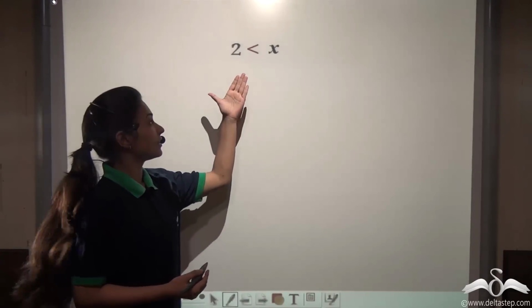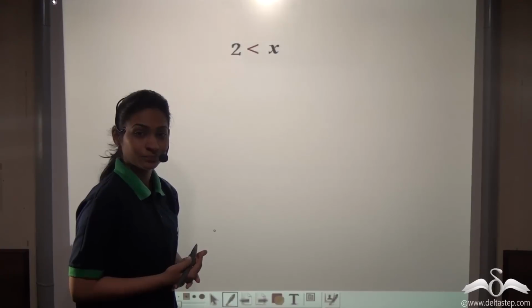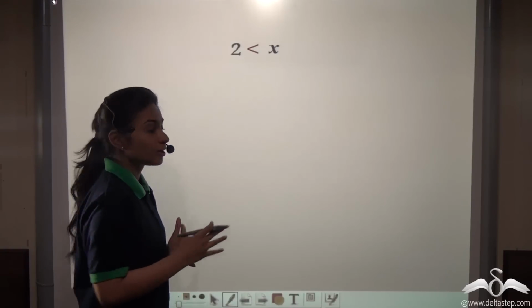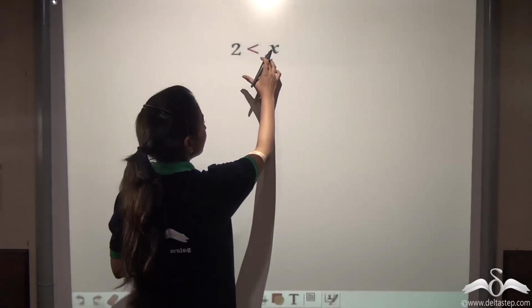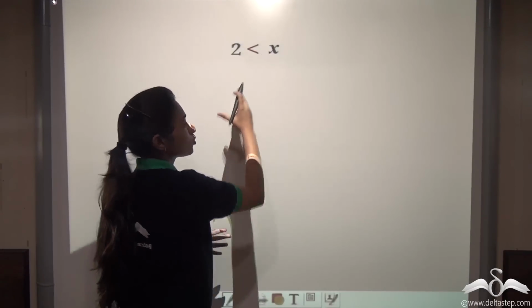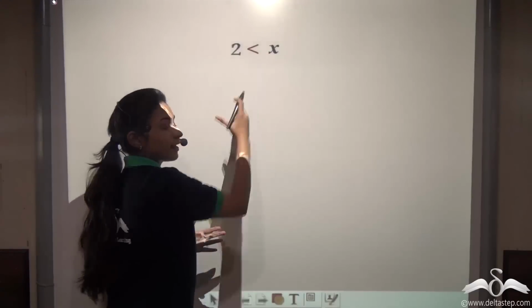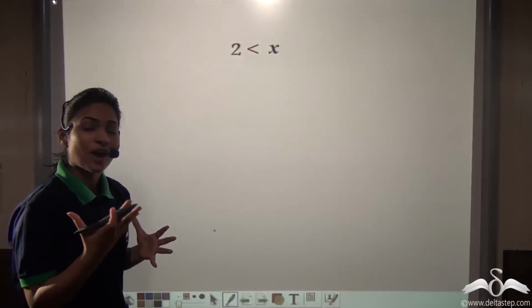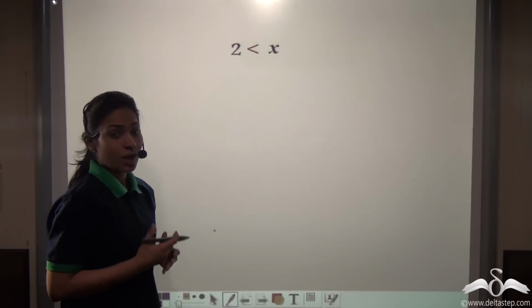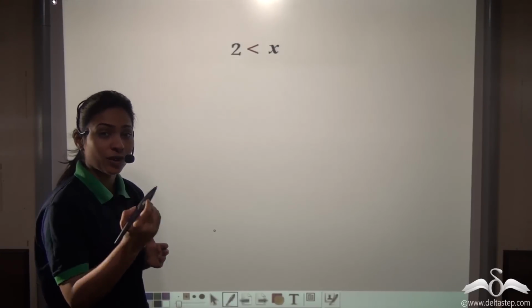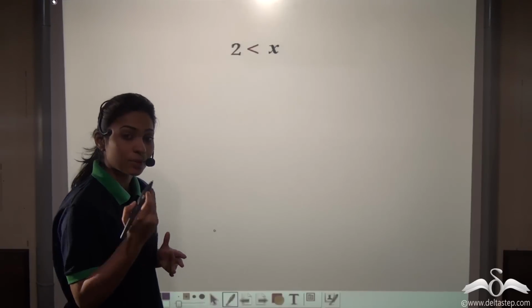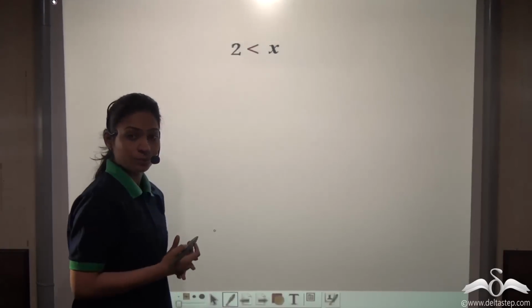You can see that this is an inequation. You know what is an inequation? It represents inequality. Here you can see that we have written x is greater than 2, or 2 is less than x. So what can be the values of x here? Well, for that you need to have a replacement set so that you know from what numbers you have to choose your variable from.